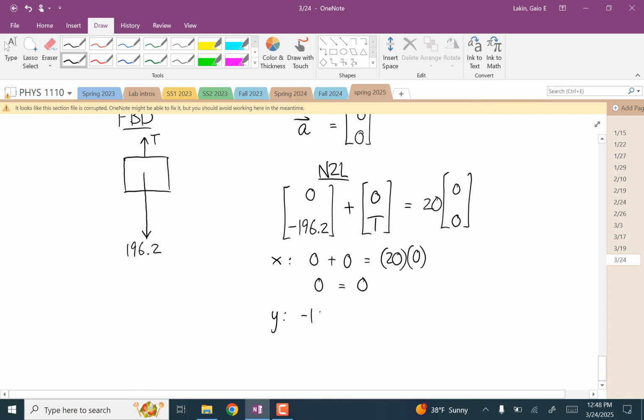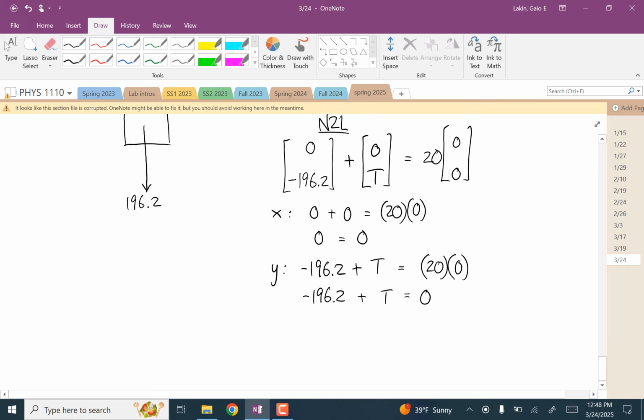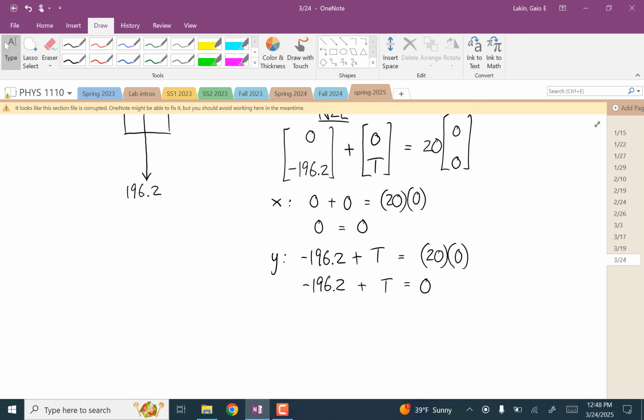It says negative 196.2 plus t is equal to 20 times 0. So negative 196.2 plus t is equal to 0. And so t is equal to positive 196.2. And this is in newtons.